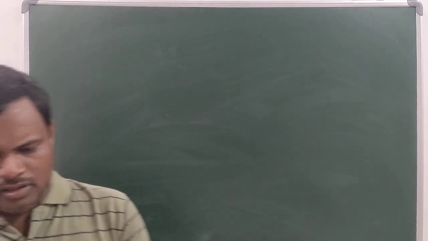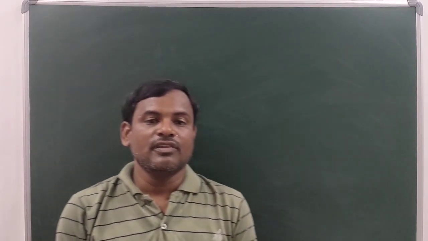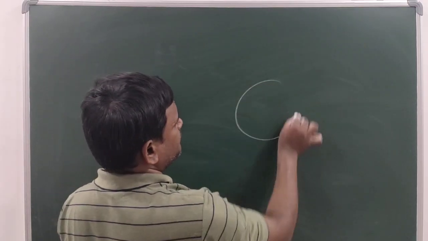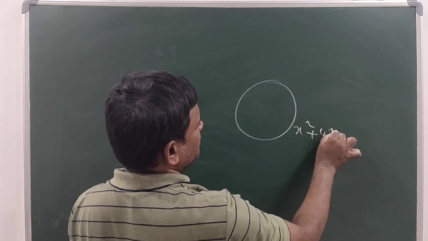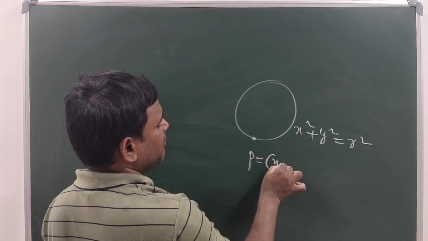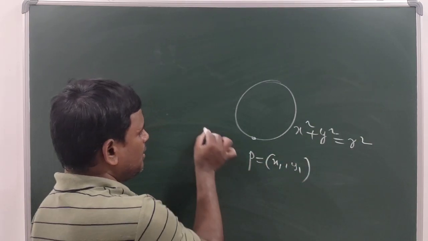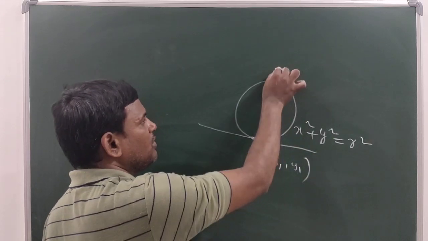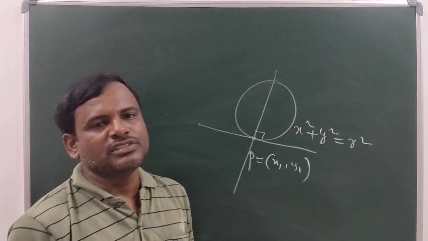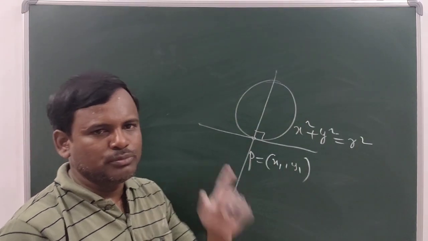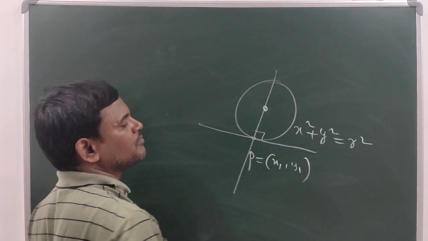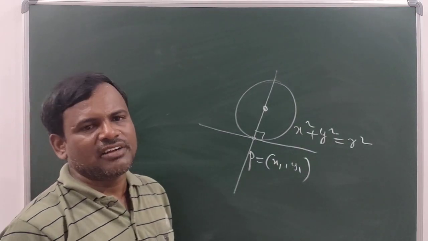Right. Next, let us go to the equation of normal of a circle. Suppose the circle equation is given like this, x square plus y square equal to r square, and one point is given. We have to find the equation of the normal to this circle. Normal means it is a perpendicular line to the tangent at its point of contact. Observe that in circles, the normal passes through the center of the circle.